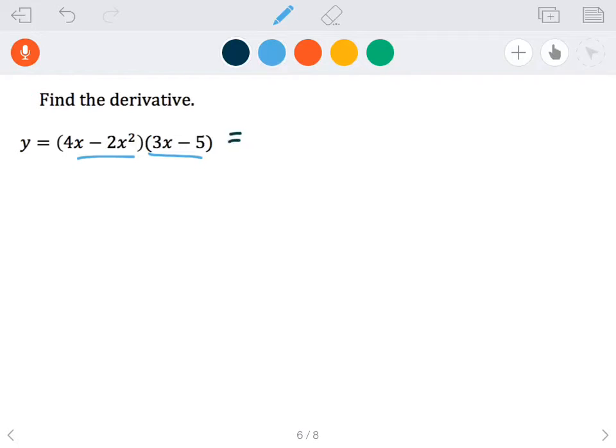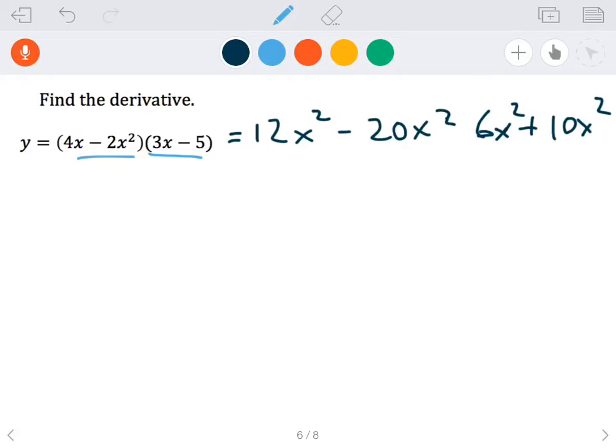We'll FOIL it. For my first, I'll get 12x squared, outer minus 20x, inner minus 6x squared, and then last will be plus 10x squared. I've missed something. What did I do wrong? That should be minus 6x cubed. There we go. I had x squared and x, so that'll be minus 6x cubed. Clean that up a little bit. Put it in order. I've got negative 6x cubed.